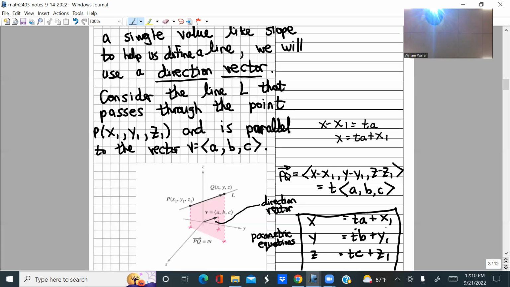Oh, that's kind of ugly. Notice how many equations you have to write down to create a line in 3-dimensional space.